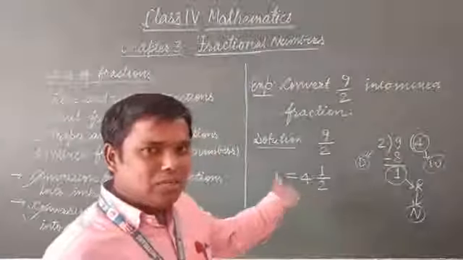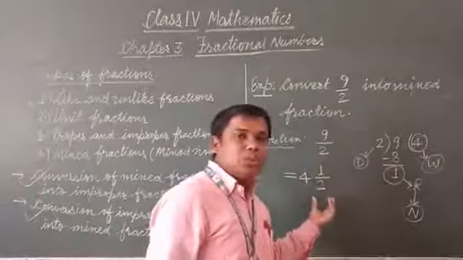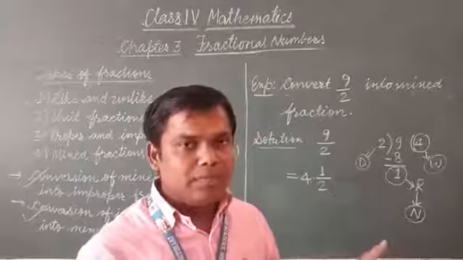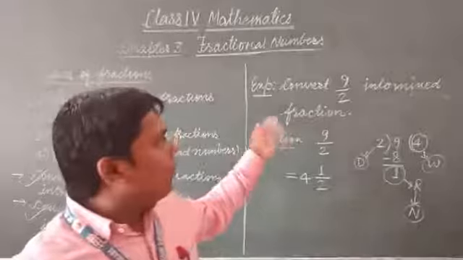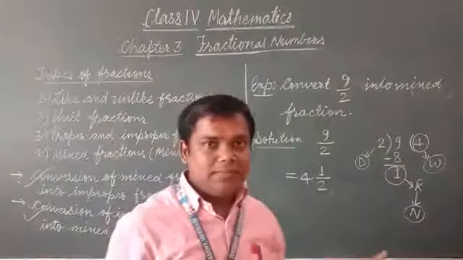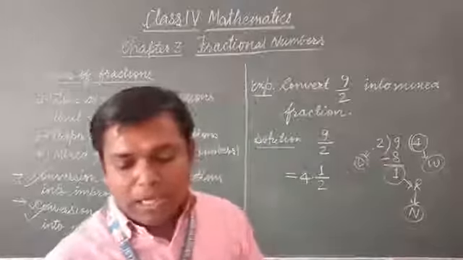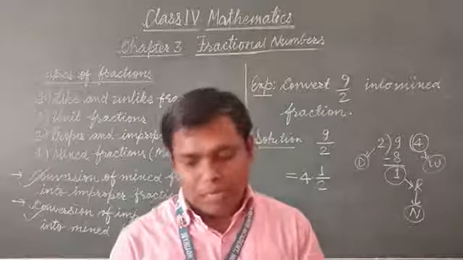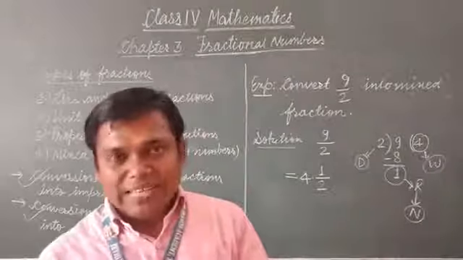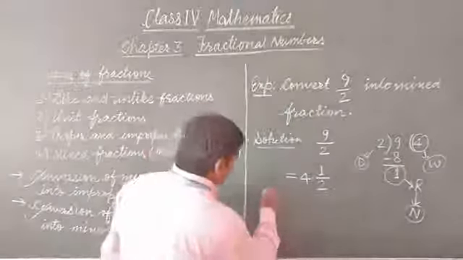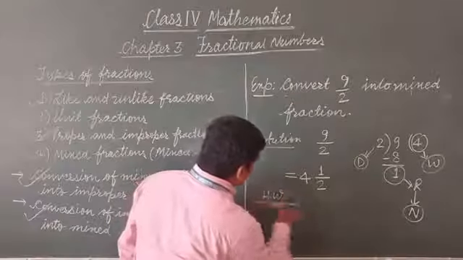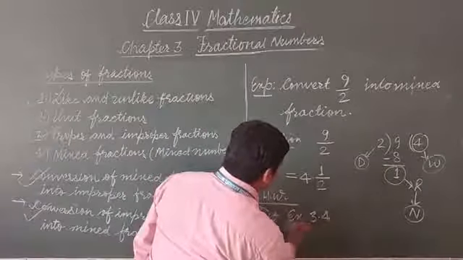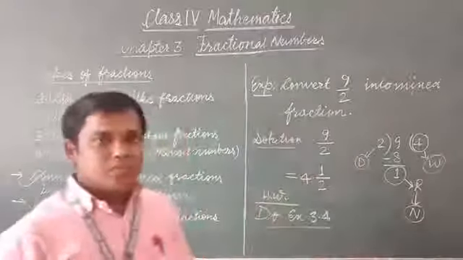So it is quite easy to convert from an improper fraction to a mixed fraction. I hope you understood how to convert an improper fraction into a mixed fraction. Some examples are given in your book also. Go through your books, understand them properly, and then do the questions of exercise 3.4. So you have your homework. Do exercise 3.4. Thank you.